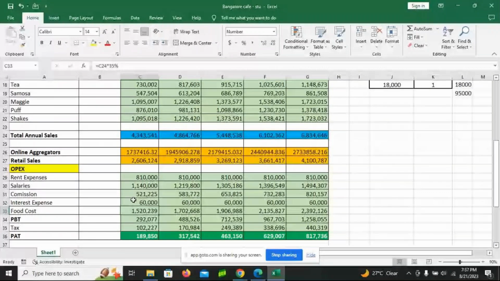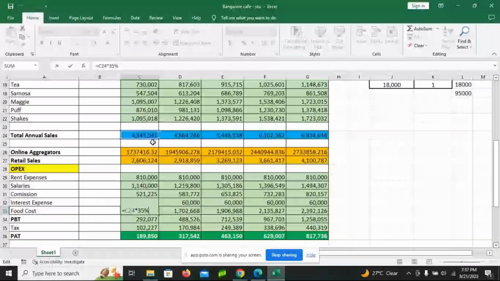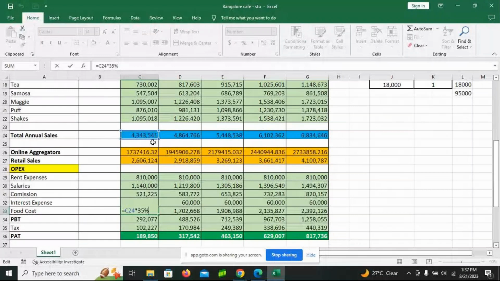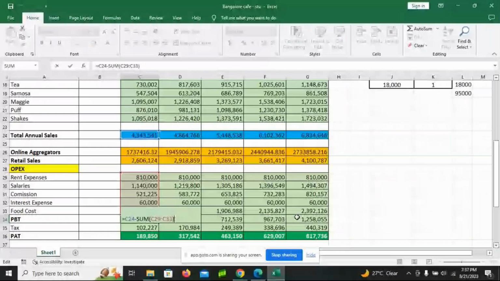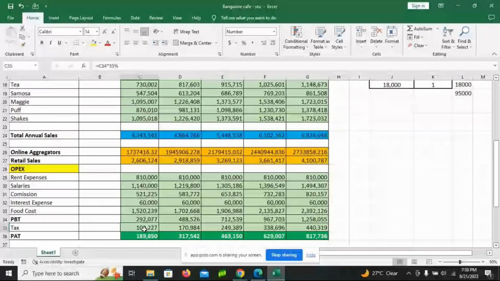Food cost, they are telling 35% on my overall sales. PBT will be C24, that is annual sales, minus costs. Tax they are telling 35% on my total sales. PAT, PBT minus tax, will be my profit after tax.